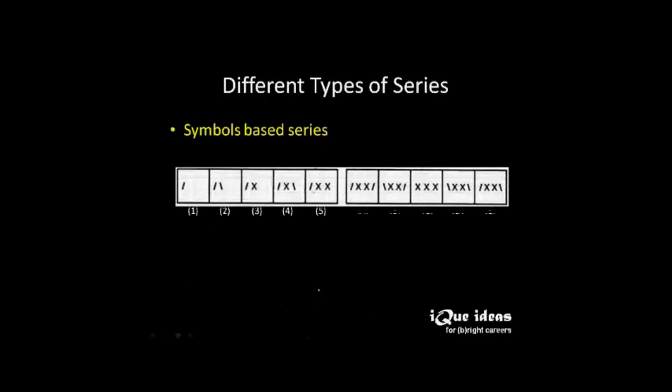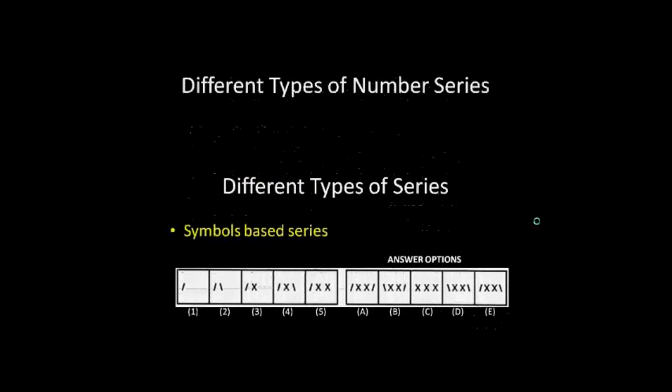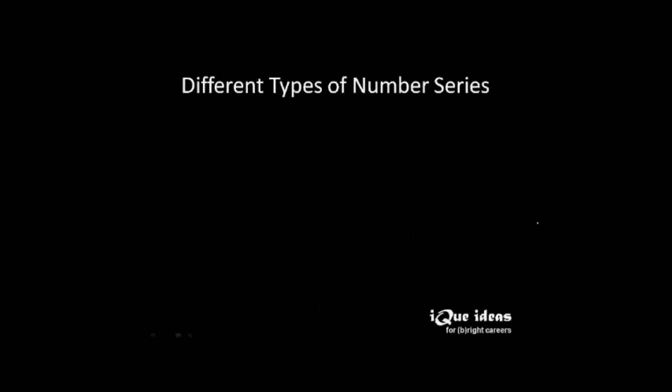The third kind of series which may come in an entrance examination is series based on symbols. Take a look at this example. If you can understand the pattern which is being followed in the first five given symbols, we can identify that E must be my answer option. But more on this later. Today we are going to concentrate on number series.